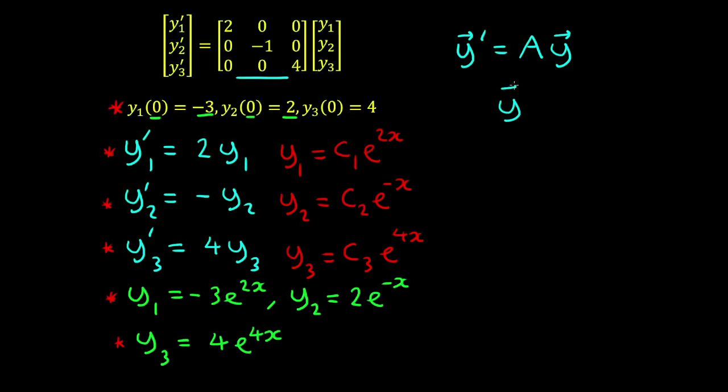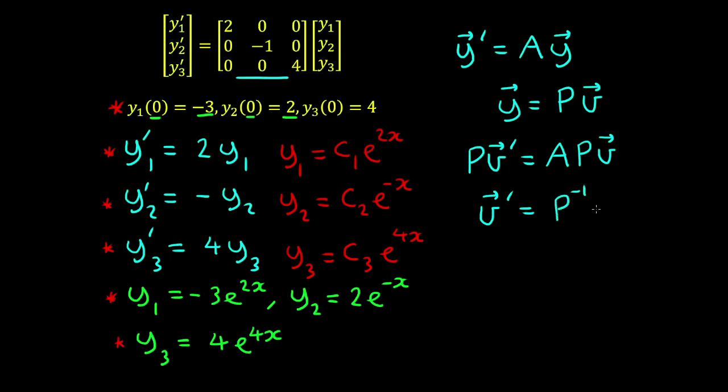So if we let y equal to a matrix P by a vector V, then y dash is P by V dash, and that's equal to A by y, which is P by V. And if we multiply by the inverse of P on both sides, we'd get V dash is equal to P inverse by A by P, and that's multiplied by V. So assuming the matrix P diagonalizes A, then V dash is equal to a diagonal matrix, being this matrix, multiplied by V.